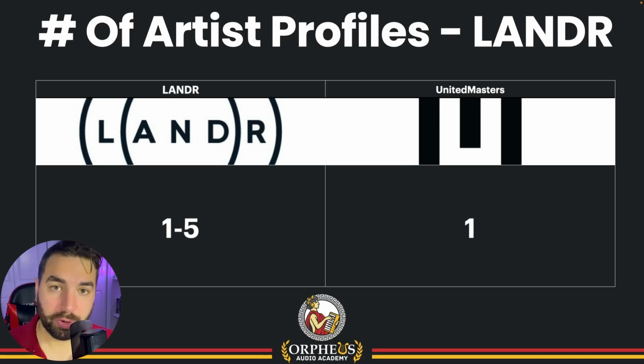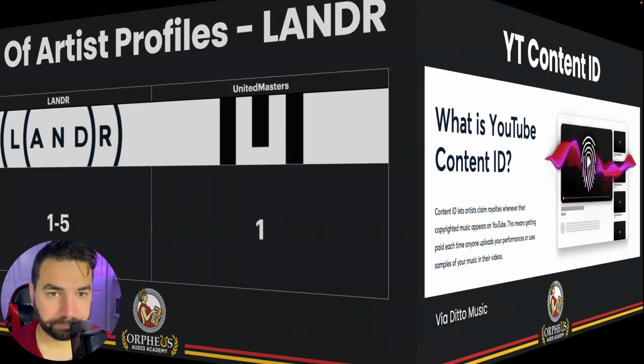So every new artist profile you want to release music under, you have to sign up for a whole new account. With LANDR, you can just upgrade to their middle tier, and that gives you 5 different artist profiles you can release under. Because of that, you're going to save a lot of money over time, and it's a lot easier to use because you have it all under one account. So I would say LANDR is the winner here as well.